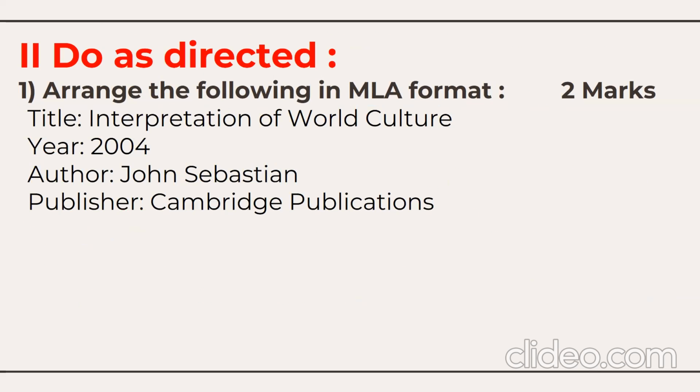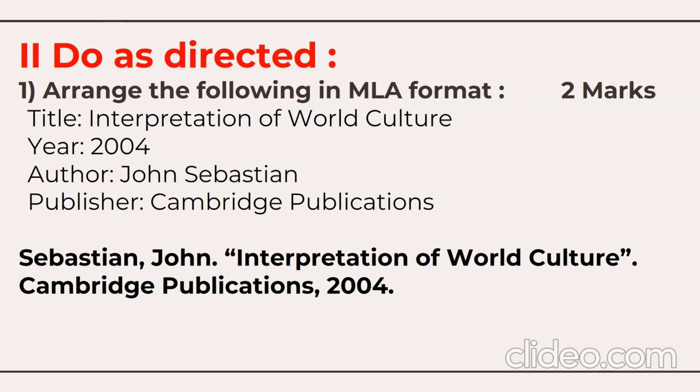Next question, you need to arrange the following information in the MLA format. That's for 2 marks. The title of the book: Interpretation of World Culture. Year of publication: 2004. Author: John Sebastian. Publisher: Cambridge Publications. How to write in the MLA format? The last name should be first: Sebastian, comma, first name John, full stop. Title of the book in double quotes: Interpretation of the World Culture, full stop. Cambridge Publications, the publisher, comma, year of publication, full stop. This is how you need to arrange.